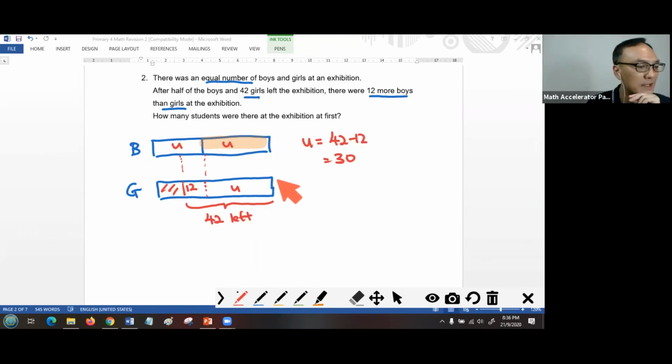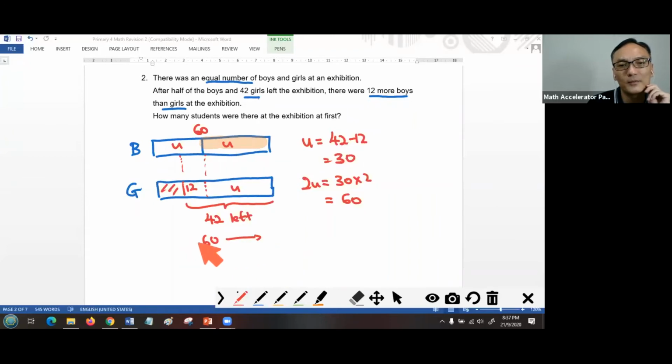So how many students are there at the exhibition? So we can calculate the boys first, right? So boys have 2 units. So 2 units is equal to 30 times 2. We will have 60. Right? So you have 60 boys at first, you should have 60 girls at first as well, right? So 60 plus 60, and what's the final answer? We will have 120.